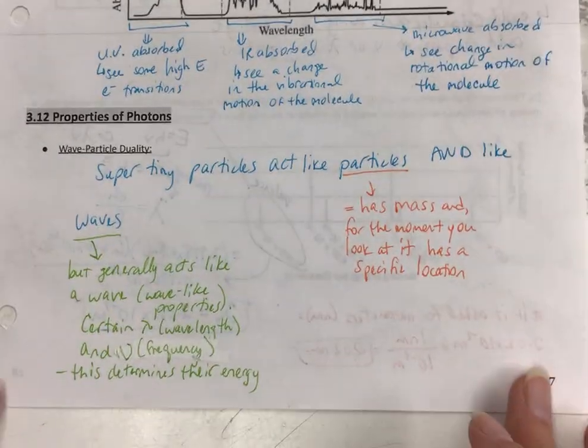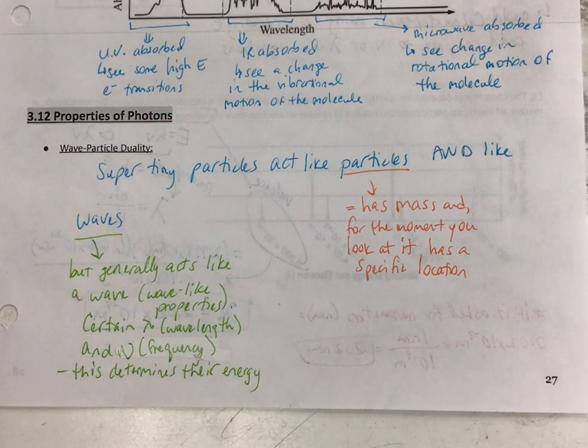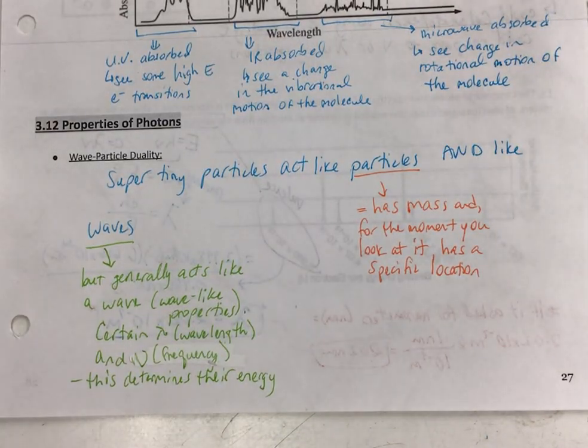All right, 312, properties of photons. So for properties of photons, we have wave-particle duality. You may have heard that if you took AP Physics or not. But what that means is that super teeny tiny particles like photons act like both particles and like waves. They act like particles in that they have mass, even if it's a teeny tiny mass, think like electrons, not protons and neutrons. And for the moment that you look at it, it also has a specific location. But mostly, they act like a wave. They have wave-like properties, which means we can use wavelength and frequency to determine their energy.